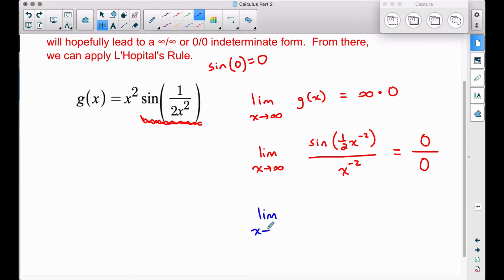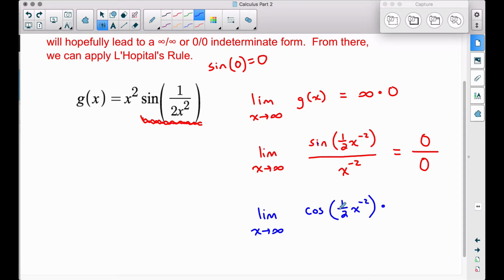The limit as x approaches infinity. Let's take the derivative of the numerator. The derivative of sine is cosine. Let's leave the inside alone. We have to apply the chain rule here, so I'm going to leave that alone for right now. And then we want to come back and multiply by the derivative of this piece here that we just left alone. This is why I rewrote that x as x to the negative 2 power.